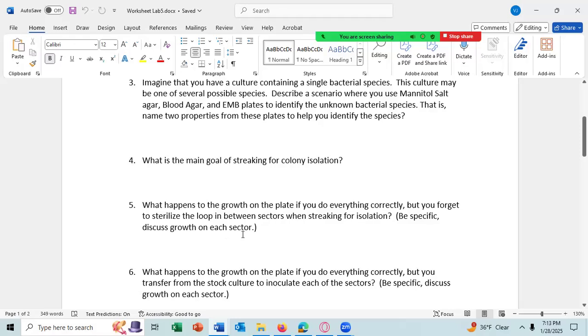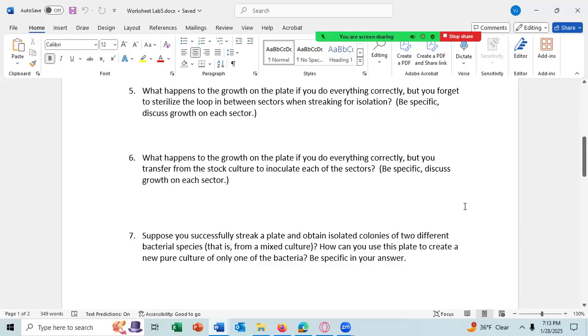Now, don't tell me there will be contamination, because you're doing everything correctly, and it says you're not sterilizing between the sectors. That means you are streaking before you streak out sector 1. Any question about question number 5?